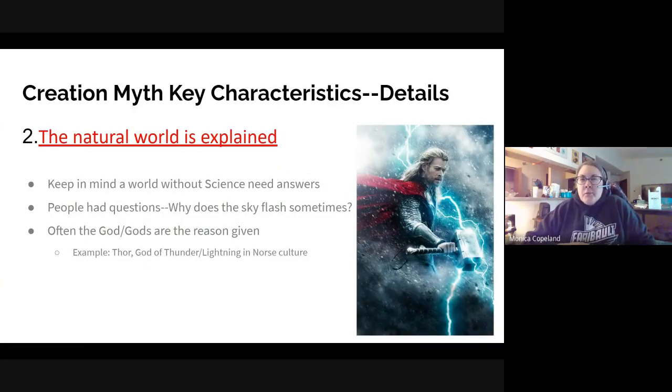Some more detail about the second characteristic. The natural world is explained. So in a world without science, you need answers. Like I said earlier, why does it thunder? So oftentimes the reason is supernatural. Gods or goddesses are involved. For example, in the Norse pantheon, Thor, god of thunder, which of course I've included the image from the Marvel films.